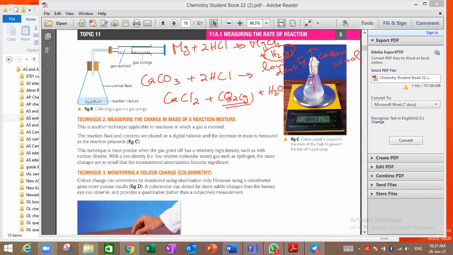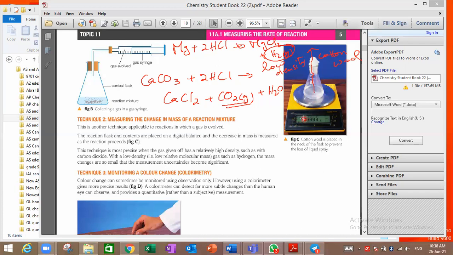This method is used only when the gas is a high density gas, because in that case we can measure the difference in mass between the beginning and every time. What happens, of course, as carbon dioxide escapes outside the conical flask, we will find that the mass of the conical flask will decrease with time. So we can follow the rate, or we can measure the rate of such a reaction by measuring the difference in mass of the conical flask at the beginning of the experiment and every 1 minute or every half minute, yani whatever we want.